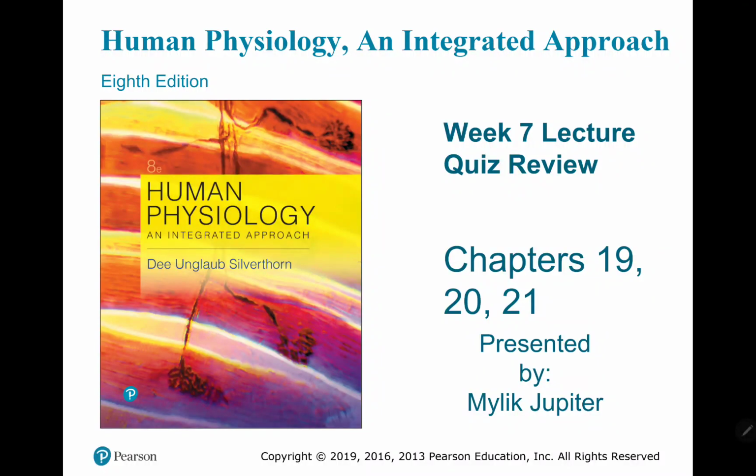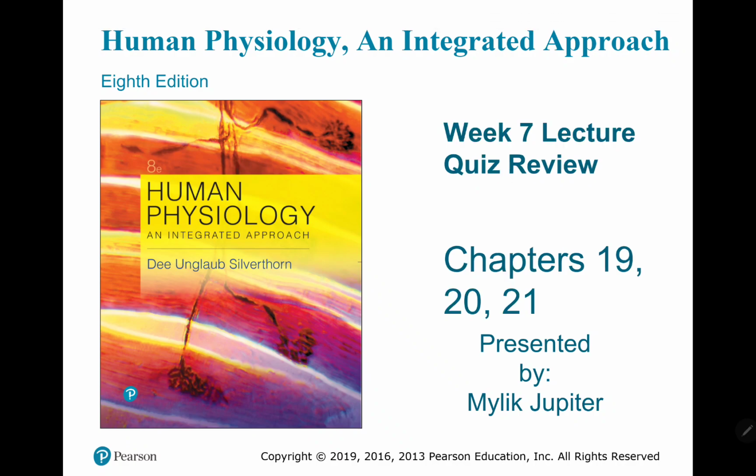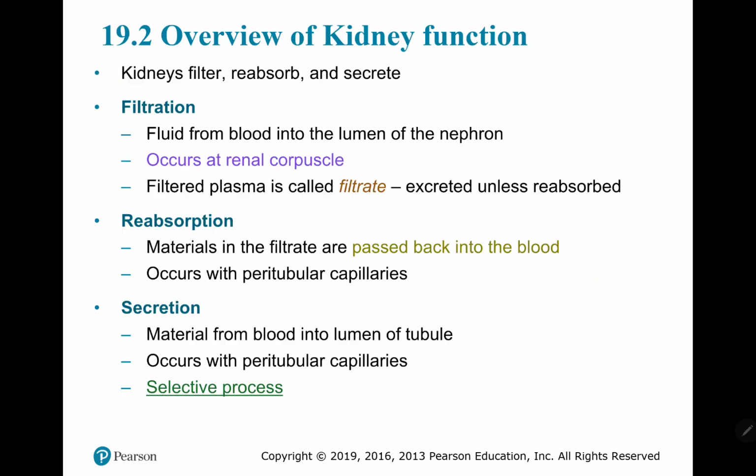All right, so I'm going to give you guys, as promised, a week 7 lecture quiz review. So it went over chapters, if you would have seen, right? Chapters 19, 20, and 21. So chapter 19 went over the kidneys, right? So the renal system. So remember the functions of the kidneys, right? They're going to be able to filter, reabsorb, and secrete. Those are going to be those main functions of the kidney for the most part.